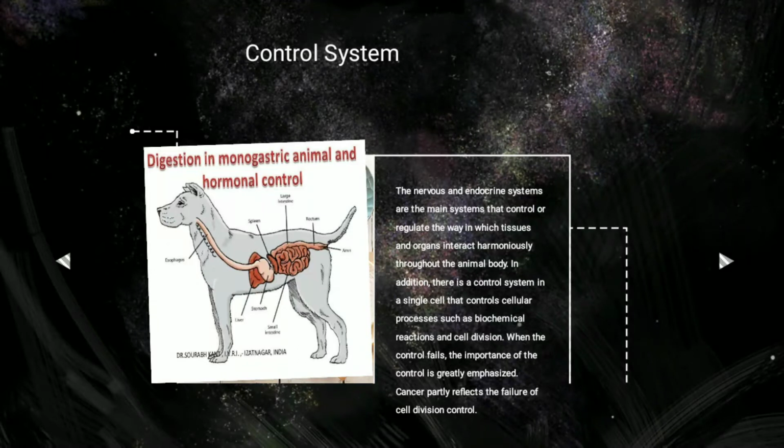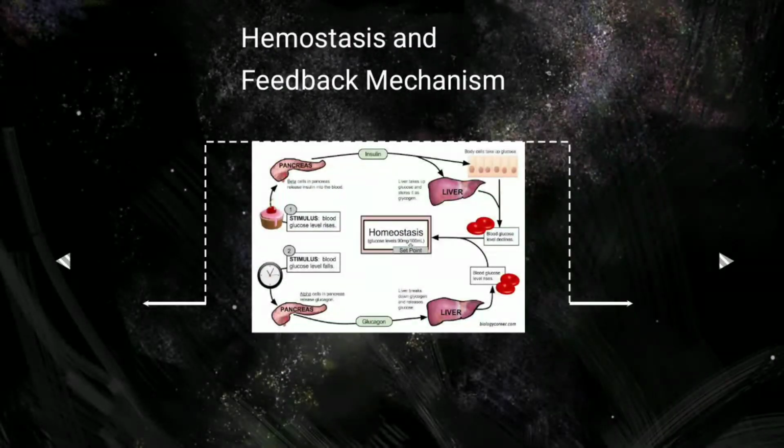Control system, this is the system that controls the animal's thinking, movement, and how it acts. Homeostasis and feedback mechanism.